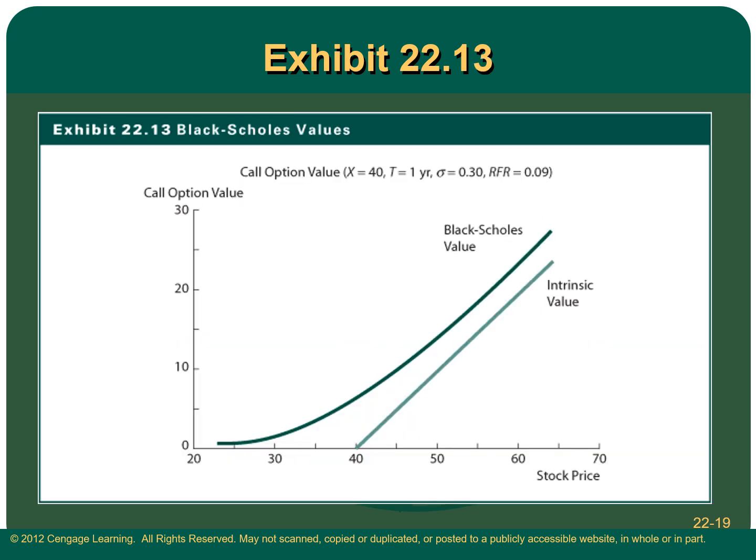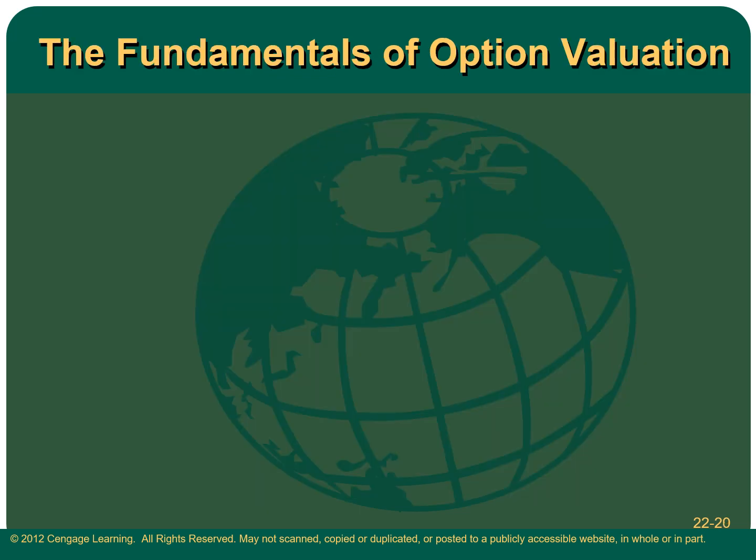Here is the relationship between the call option and the stock price. According to the Black-Scholes value, it takes this curve. However, intrinsic value is a straight line starting from 40, the current price of the stock.